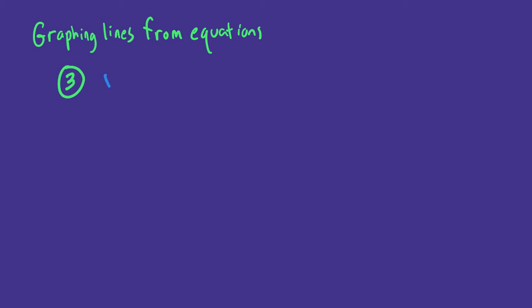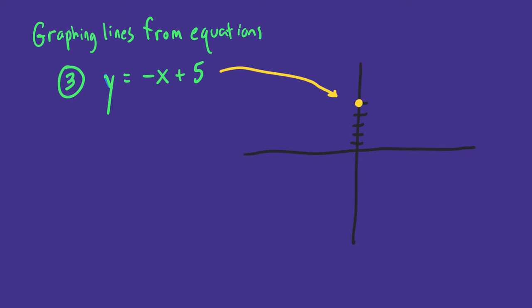Third example, we've got y equals negative x plus 5. And really the only new thing that I want to point out here, because it starts out the same, so we've got the 5 plotted, and then we're going to use the slope. So whatever is in front of x, and in this case, it's negative 1. That's really what's in front of it.